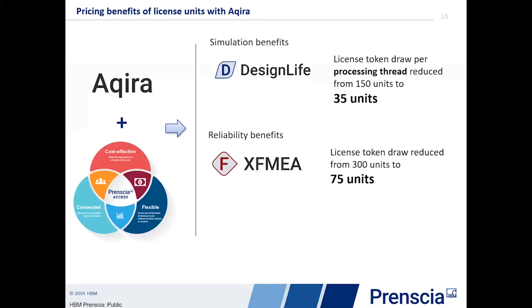And also, on the ReliaSoft side, we talk about Aqira extending what you can do with Encode software. From a licensing perspective, it also gives benefits on the ReliaSoft side as well. So specifically, XFMEA, the product I mentioned for failure modes and effects analysis, using that with Aqira, it only draws 75 units instead of 300. And if you're an Aqira user, you can also use SEP, which is the enterprise portal for looking at reliability results. You can use that at no extra cost. So those are some of the licensing benefits. I just want to mention that because they really are key for a lot of the return on investment that our customers see for using Aqira.